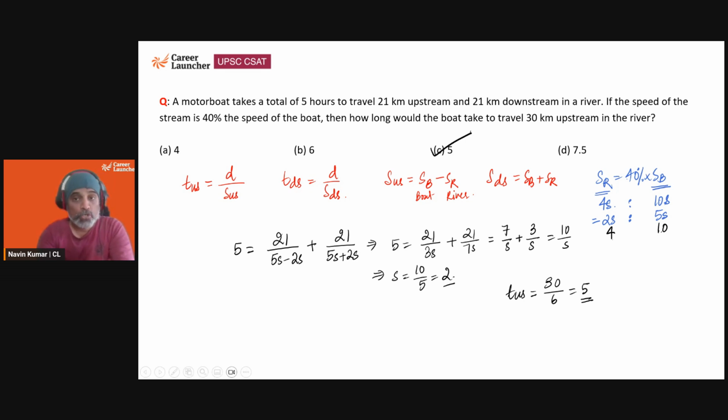Right? So you can see that this was formula based, and there were a couple of things that we should know beforehand. That's why it took so much time. The previous questions had no formula, so they were faster.